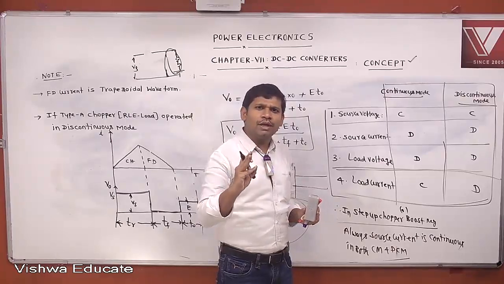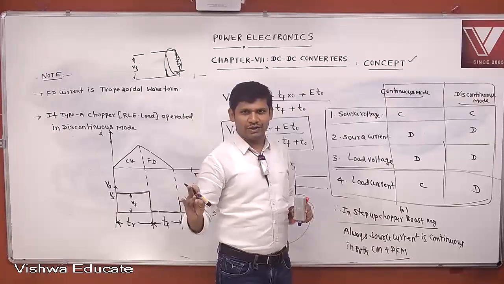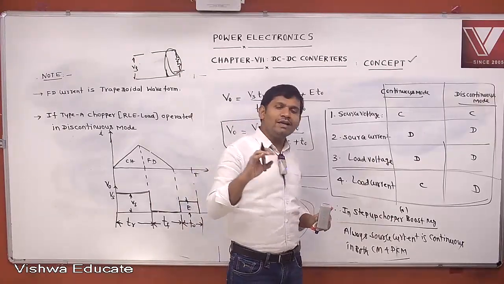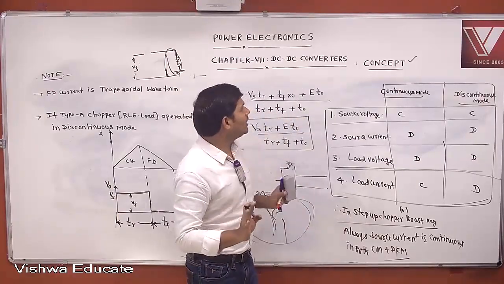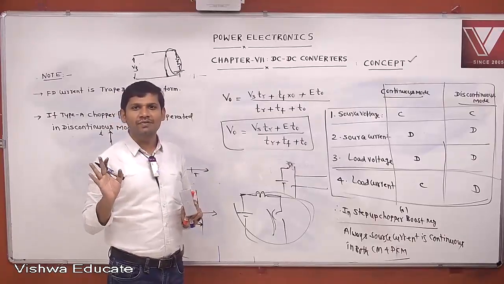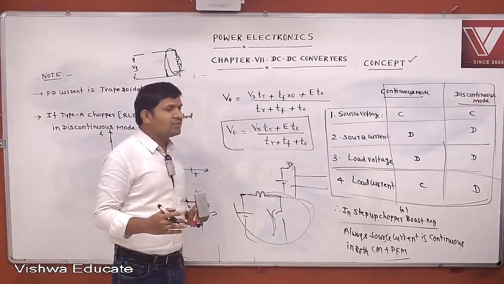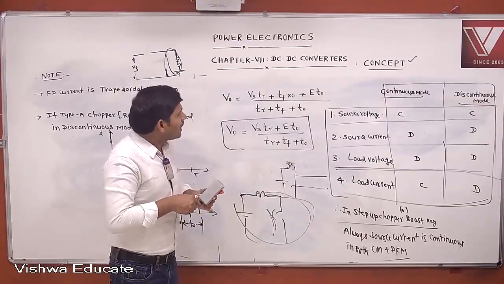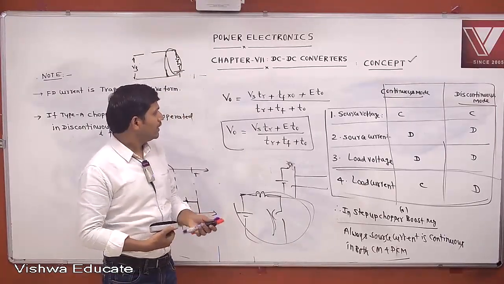Always source voltage is continuous. Source current and load voltage is discontinuous. But load current is continuous or discontinuous, that depends on the mode of operation. Okay, this is in detail about the steady state analysis of type A chopper. Now based on this quadrant operation of choppers, you solve some classroom workbook questions, then you go for another concept in the choppers. Okay, thank you. In the next session we will continue.